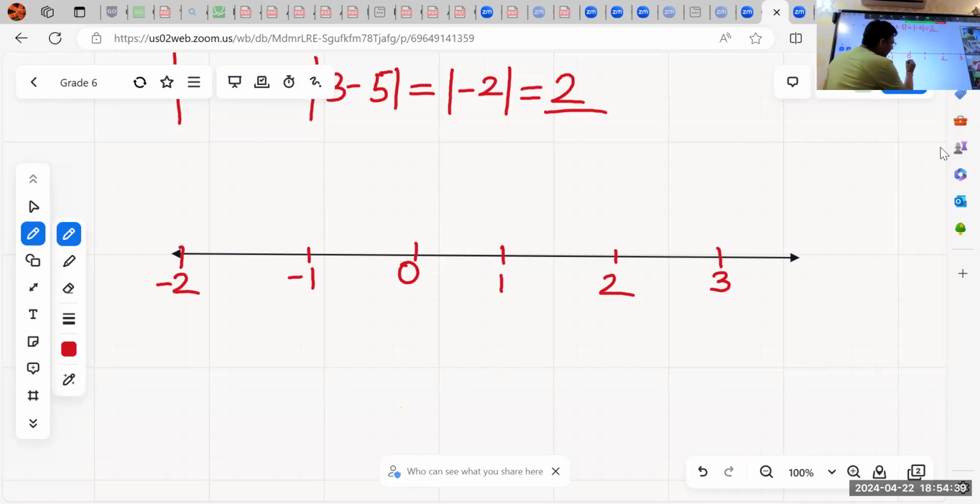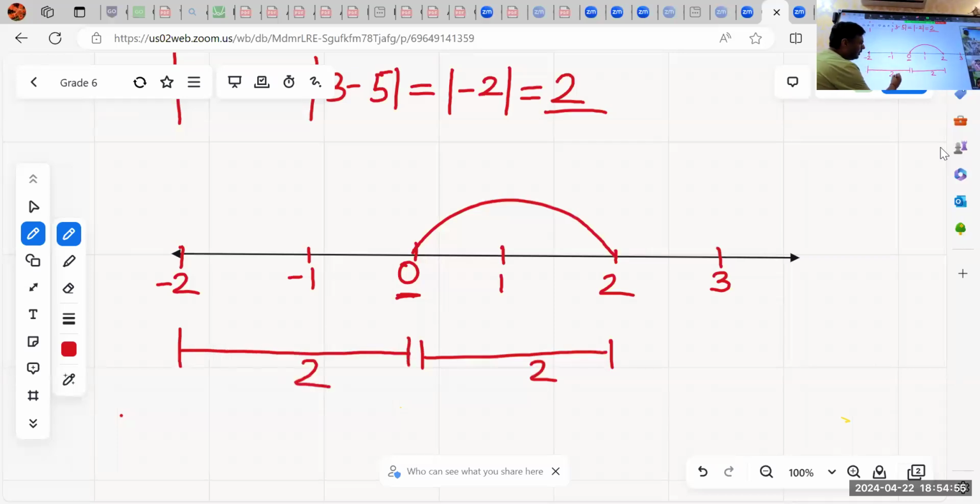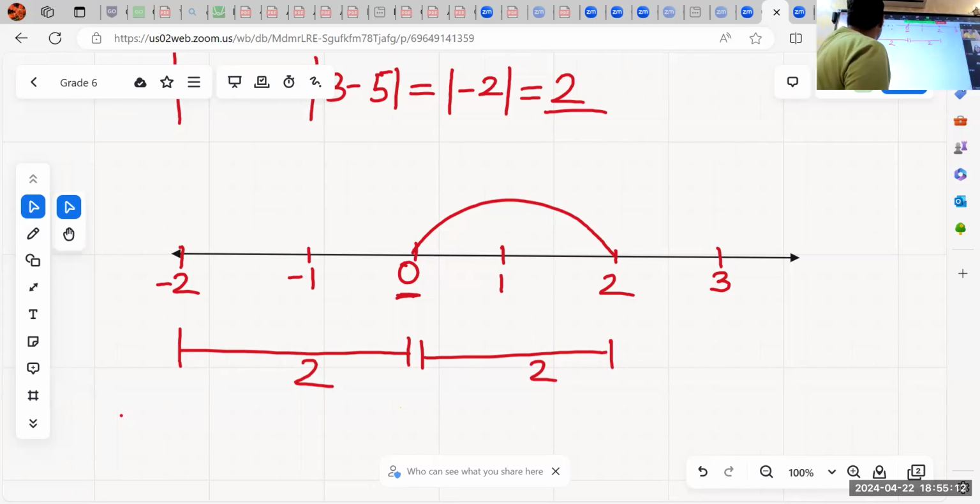If I ask you what is the distance of 0 to 2, you will say the distance is 2, right? Same way, if I ask you what is the distance of 0 till -2, again the distance is 2 only. This is just for your explanation, it is not given in your book. It's just the concept that absolute value gives us the distance of 0 to that number.